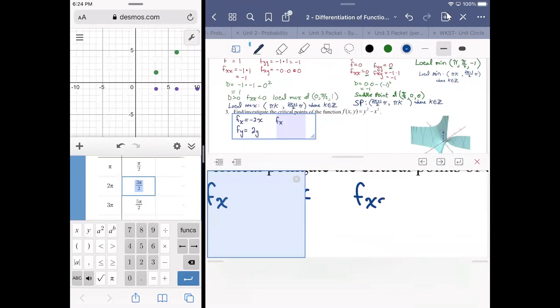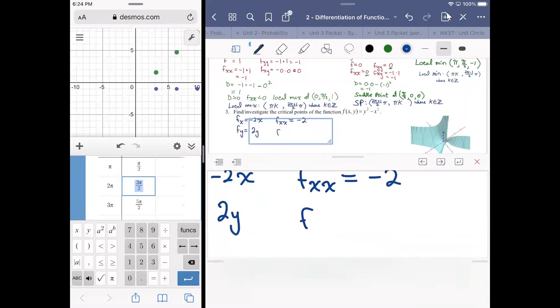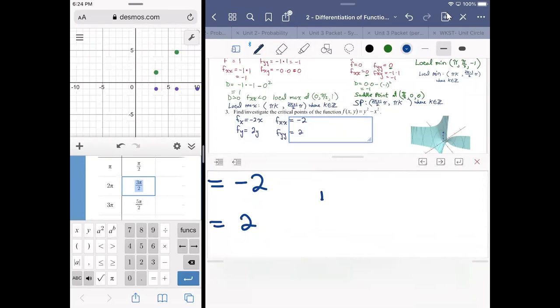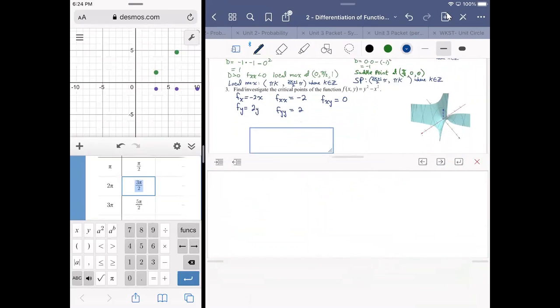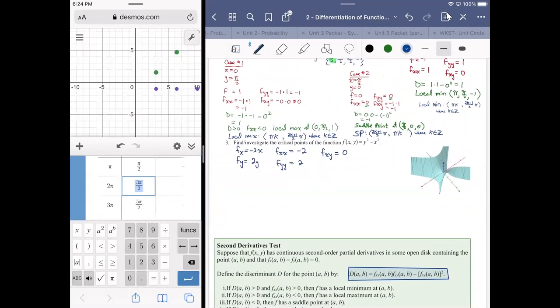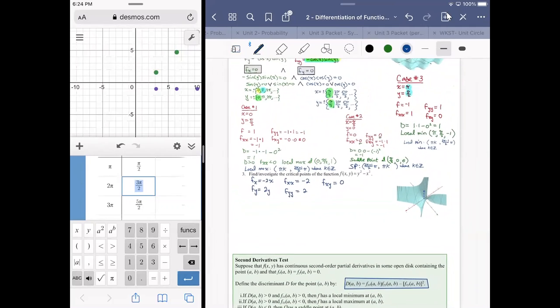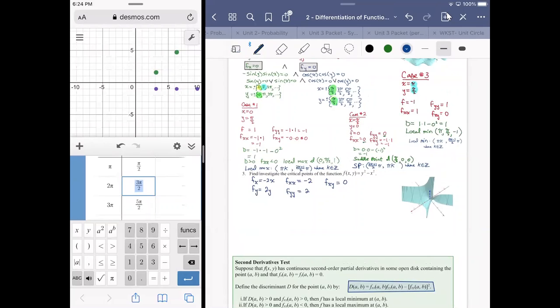F sub xx, negative 2. F sub yy, positive 2. F sub xy is just going to be a 0. So that's not bad in terms of computations. Definitely a whole lot easier than what we just did, right? So there's not going to be any cases here. We can just jump right aboard and see what's going on.